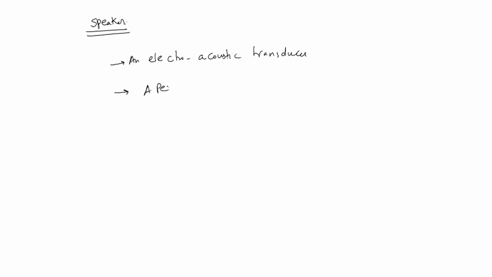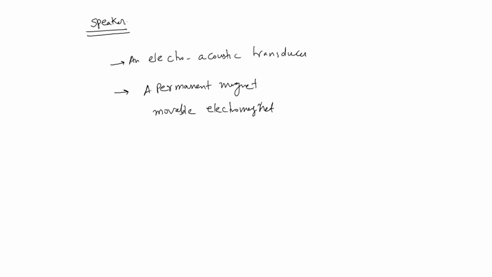parts. One is a permanent magnet, and a movable electromagnet. So what is actually an electromagnet? An electromagnet is a kind of ferromagnetic material. If you place a coil around it, and if you pass electrical current in that coil, that material will become a magnet, right?